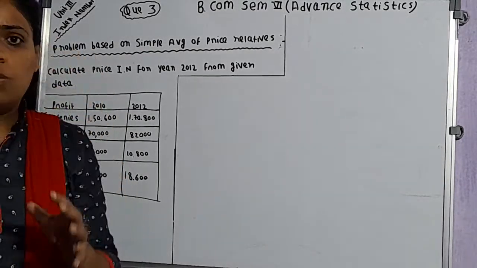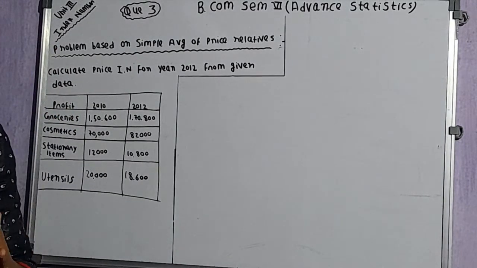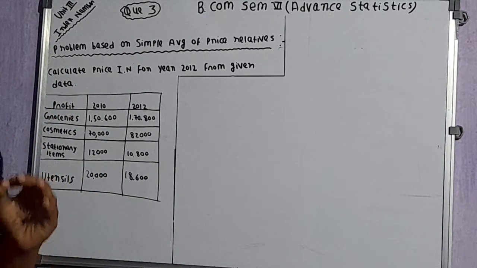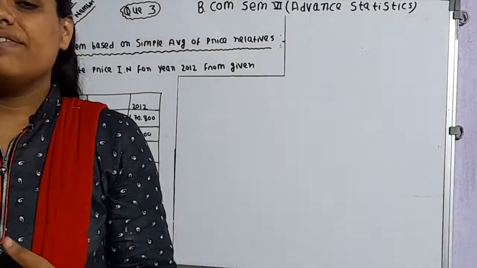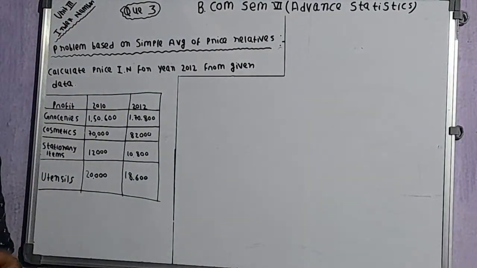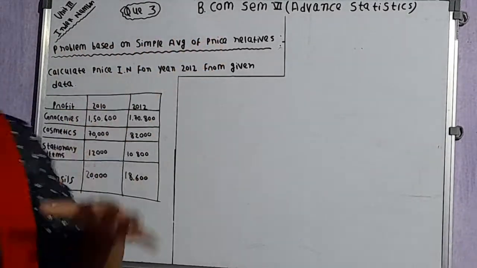So in the last lecture we were dealing with the weighted index number, and under that we discussed the first type, that is simple aggregative index number. In today's lecture, we are going to deal with a problem which is basically dependent on the simple average of price relatives.